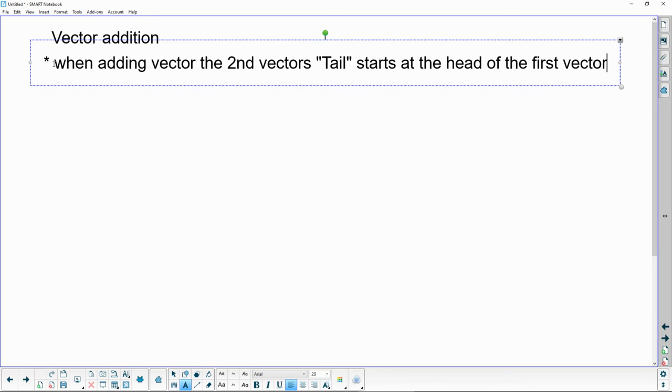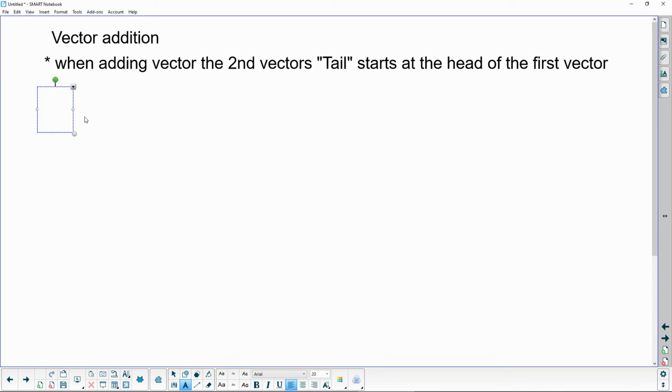Okay, so let's do an example of collinear, and then we'll do an example of perpendicular. So first one we're going to look at is collinear addition. Okay, so let's say that we're going to do 13 meters north plus 8 meters south.